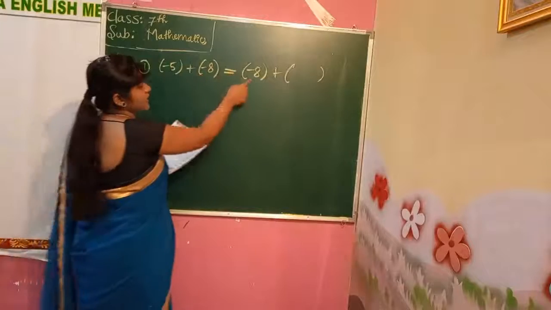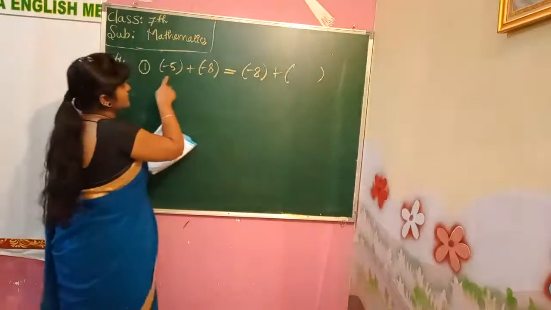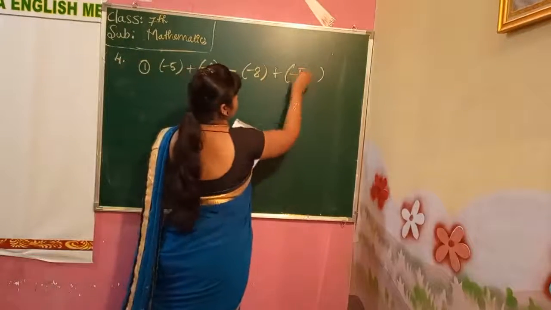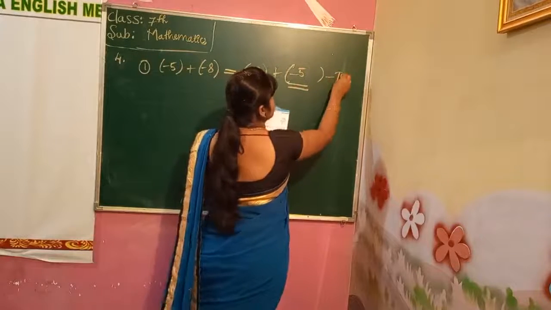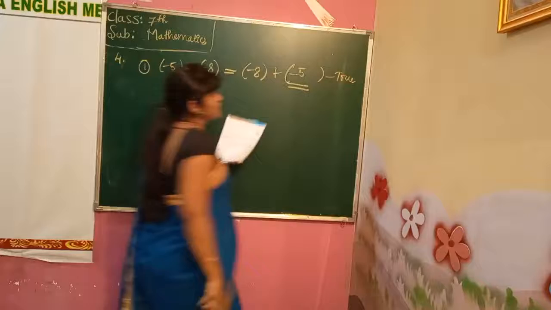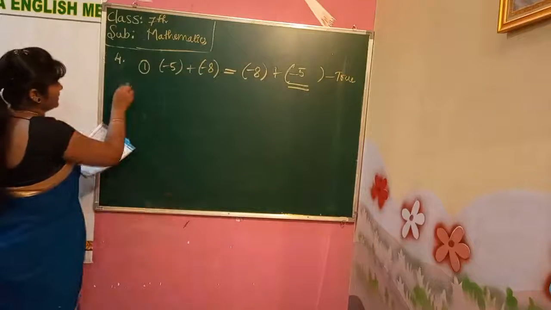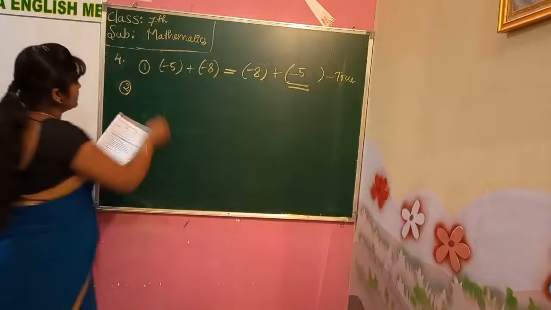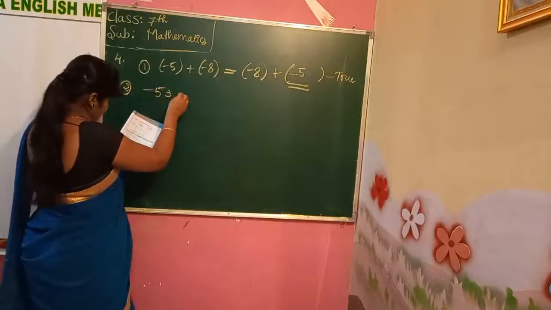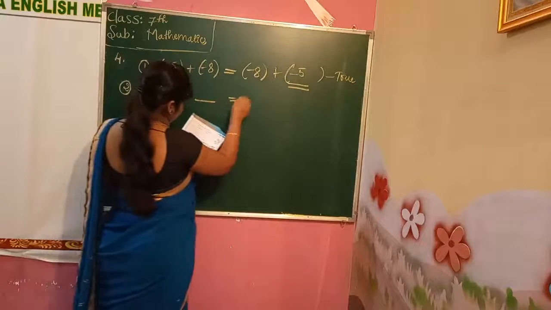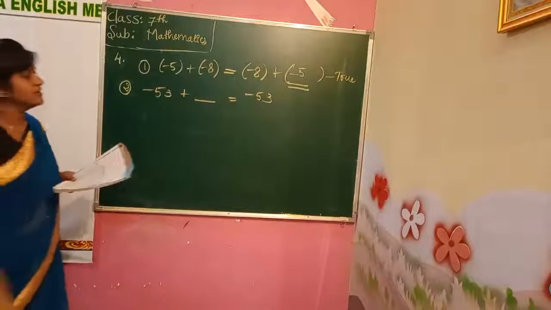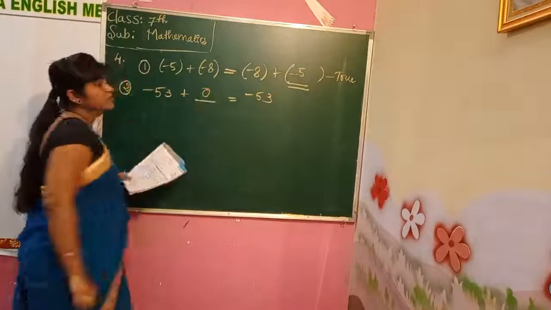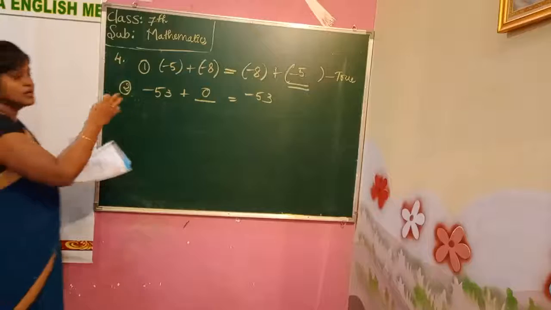See, this 8 they are writing first. So what we have to write? This -5 we have to write there. So the statement is true. Right? The next one, B: -53 plus blank is equal to -53. What we have to add here? Yes, we have to add 0. Obviously we get that number itself.